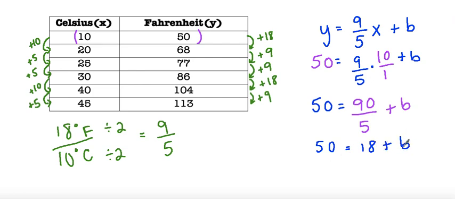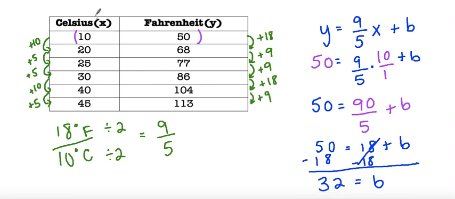And now I just need to get b by itself. I need to isolate my variable, so I have to subtract by 18 for this to cancel out because they're inverse operations. And whatever I do on one side, I do on the other side. 50 minus 18 is 32. So my y-intercept is 32.